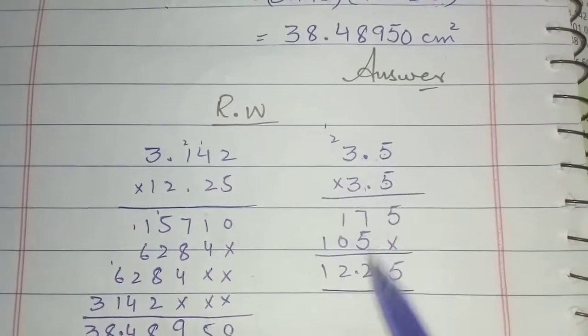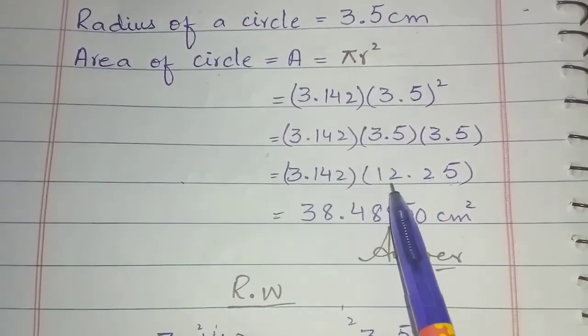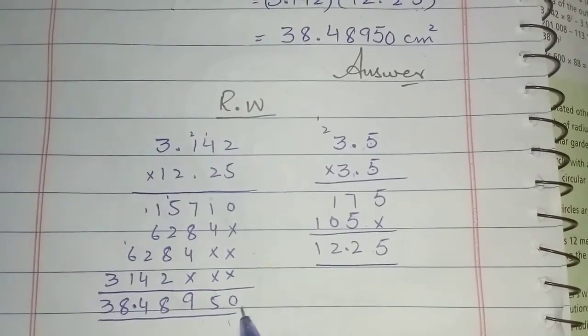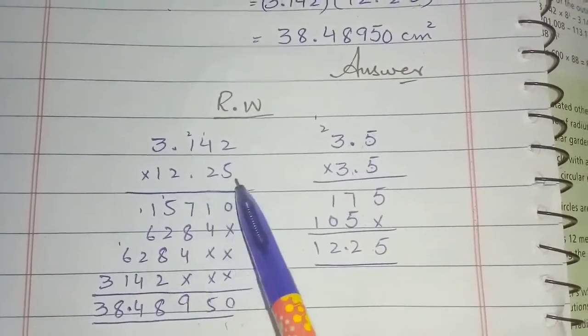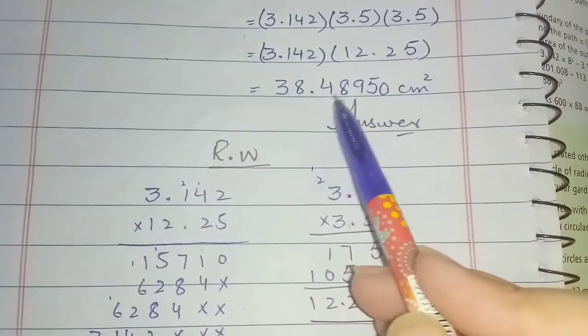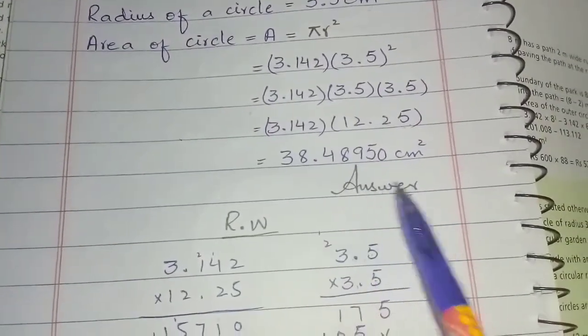So 3.5 multiplied by 3.5 is equal to 12.25, and when we multiply 3.142 with 12.25, we get the answer 38.48950. इस पॉइंट के बाद 3 वैल्यूज़, इस पॉइंट के बाद 2 वैल्यूज़, सो 5 वैल्यूज़. 1 2 3 4 5. So 38.48950 centimeter square is the answer, is the area of the circle.